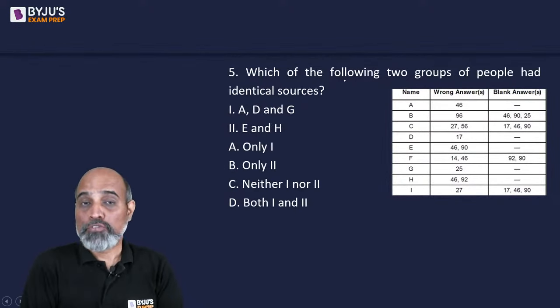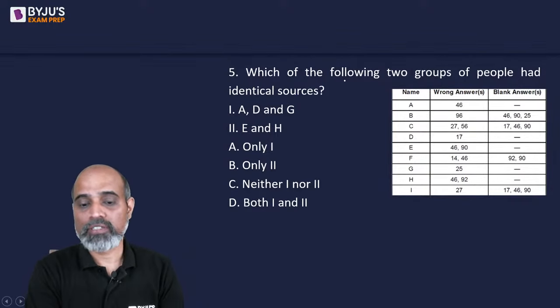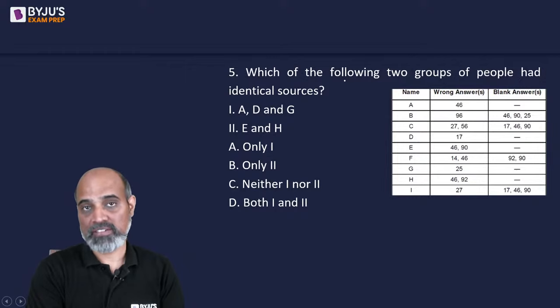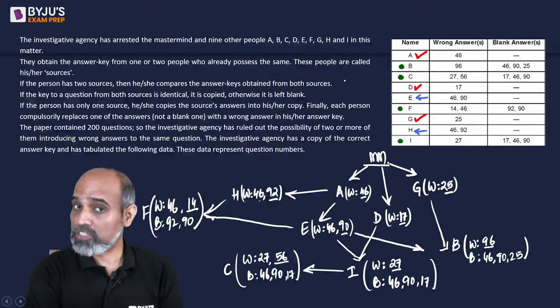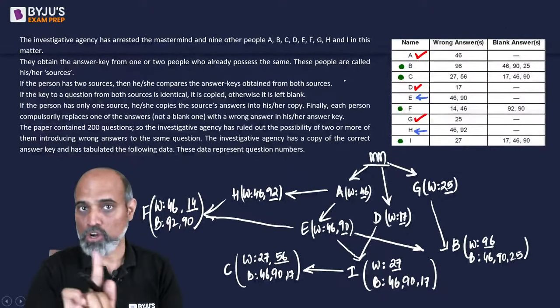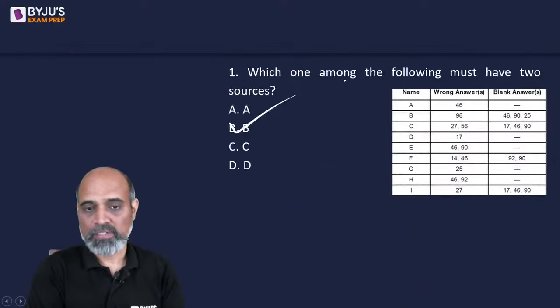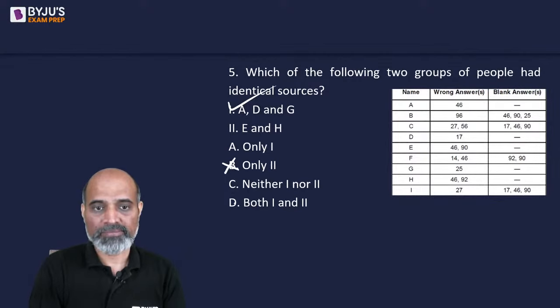Next, which of the following 2 groups of people have identical sources? A, D and G. Yes, they have identical sources, which was the mastermind. The source of all three of these was the mastermind, common, identical, same. So this is absolutely correct. So B can't be the answer and C can't be the answer.